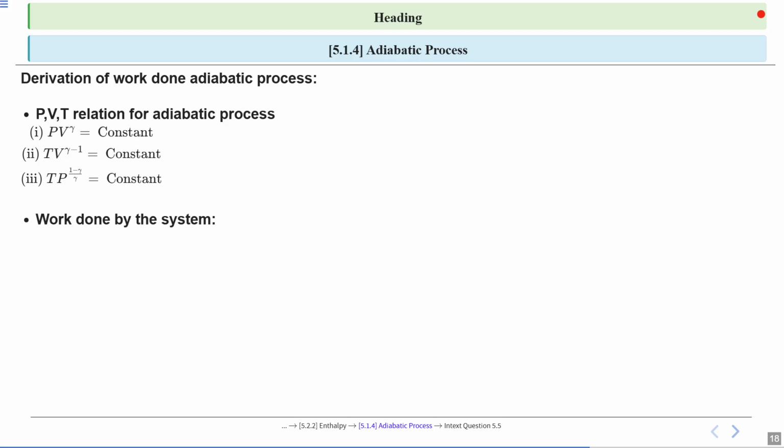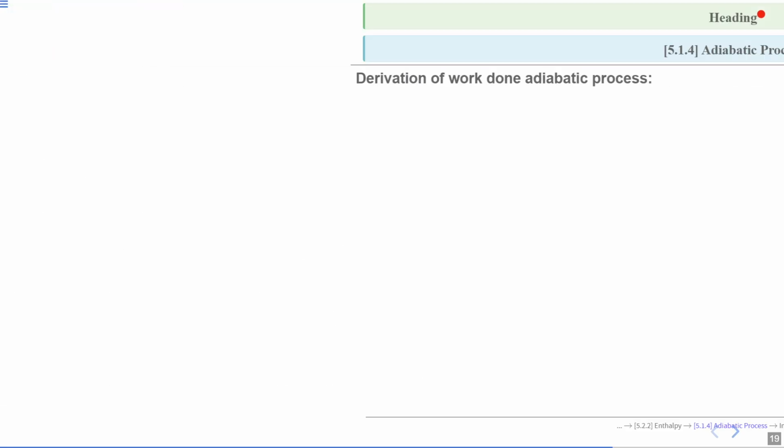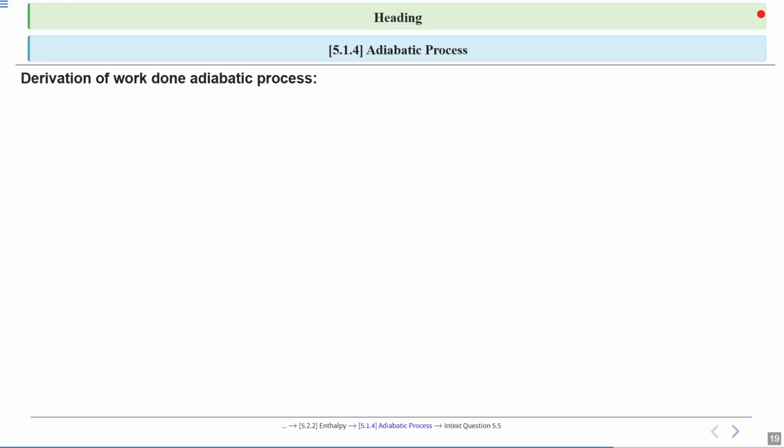Now, if you want to calculate the work done by the system, it's very simple. You know very well that work done is equal to the negative of delta U. If you are changing the internal energy and writing this in terms of Cv delta T, whose equation we have seen just now, so delta U is equal to n Cv delta T. If you put this equation into delta W, what can you write? Delta W is equal to minus n Cv delta T. Okay, so we got the equation.